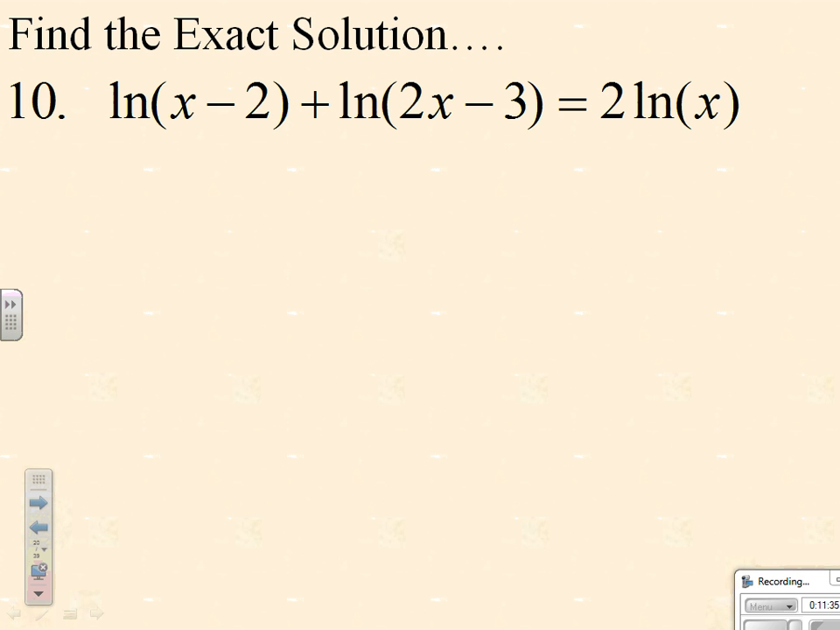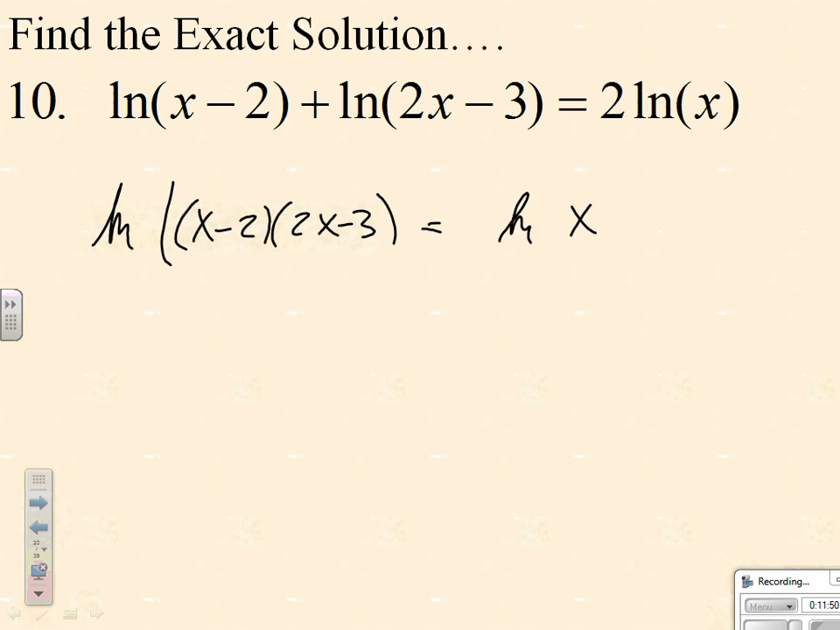Happily, addition between logarithms is the same as multiplication within. So I can quickly compress this. x minus 2 times 2x minus 3 equals the natural log of x squared. I'm going to move that back up as an exponent if I have to. If I could divide it out, I would. And then I insert a base of e, and I'm left with x minus 2 times 2x minus 3 is equal to x squared. That's algebra 1, but let's be careful.